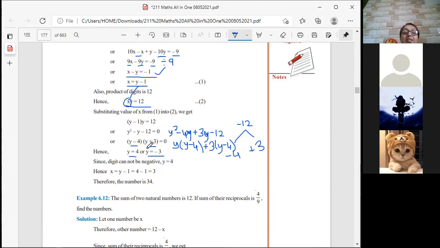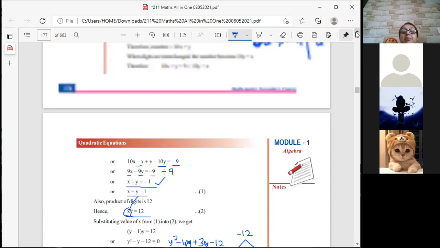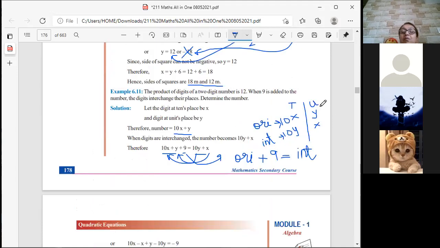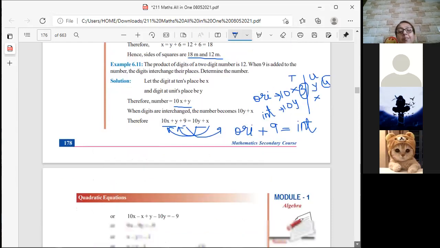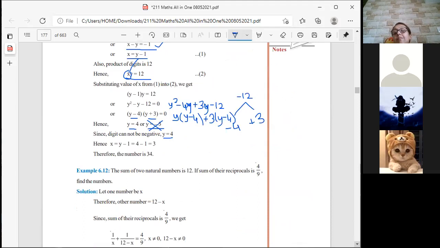We cannot have any digit as negative. So I will cancel this option and I will take y as 4. When I take y as 4, their product has to be 12, so x is going to be 3. Am I right? So the number that I have got is 34. Do you get me, bacha? Yes.